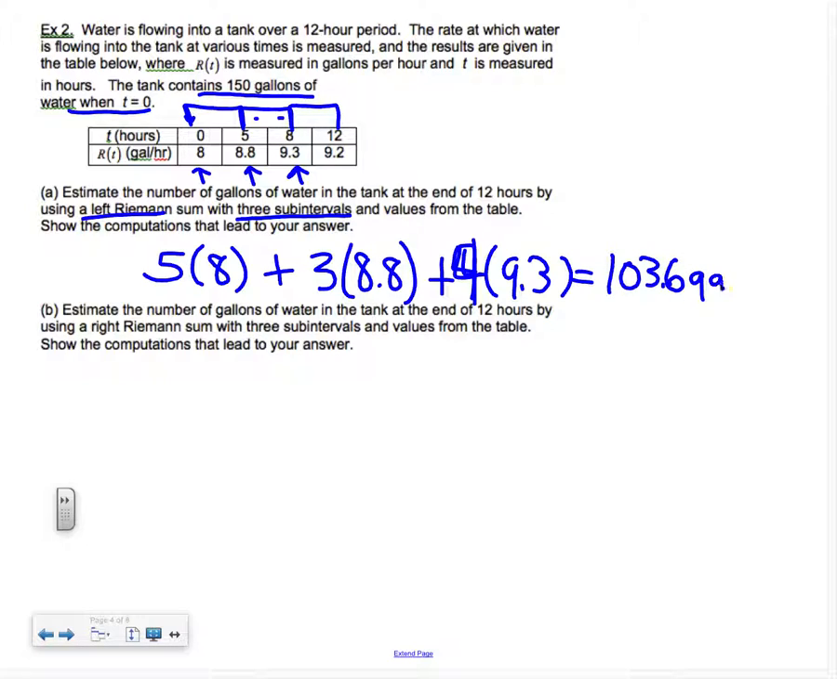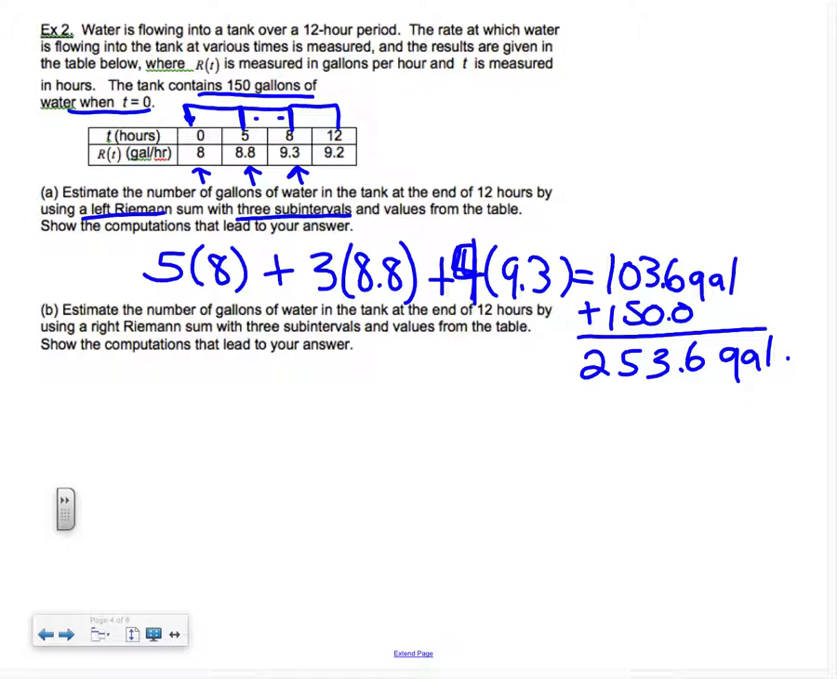Now, what this represents is the net change, how many gallons went into the tank between 0 and 12 hours. And the question they're asking is what do they want? The number of gallons in the tank at the end of 12 hours. So I have to add to this what I started with. So I simply add 150 gallons to it. And I get 253.6 gallons in the tank, that's all.